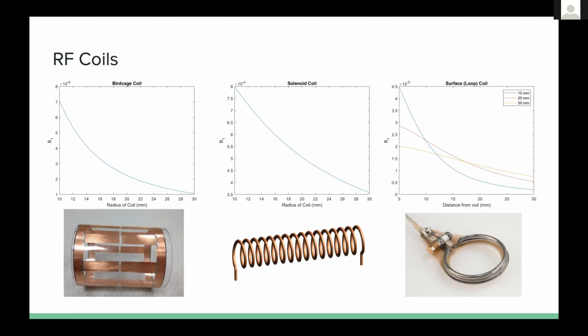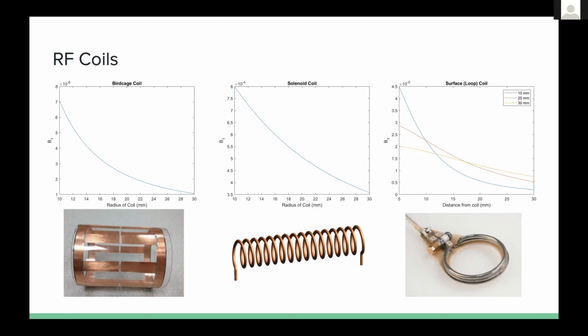So the first 2 coils to look at are the birdcage coil and solenoid coil. As you can see, as the radius of the coils gets smaller, they get stronger. So basically what this says is we want smaller coils.